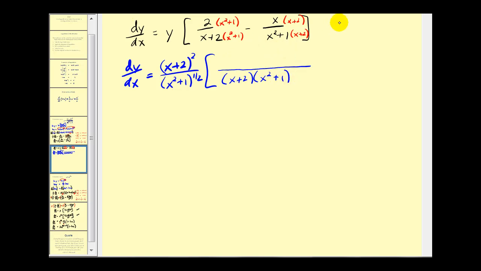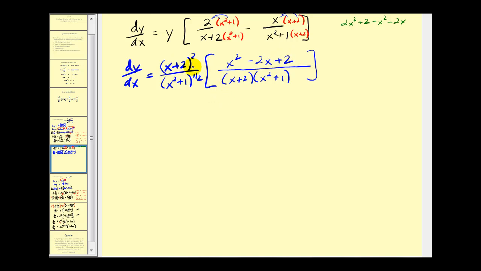Let's do some work on the side here to determine our numerator. We'd have to distribute and then combine like terms. So we would have 2x squared plus 2. Here we'll distribute a negative x, so we'll have minus x squared minus 2x. So when we combine these terms, we're going to have 2x squared minus x squared, that's 1x squared, minus 2x plus 2. Now we can simplify further.